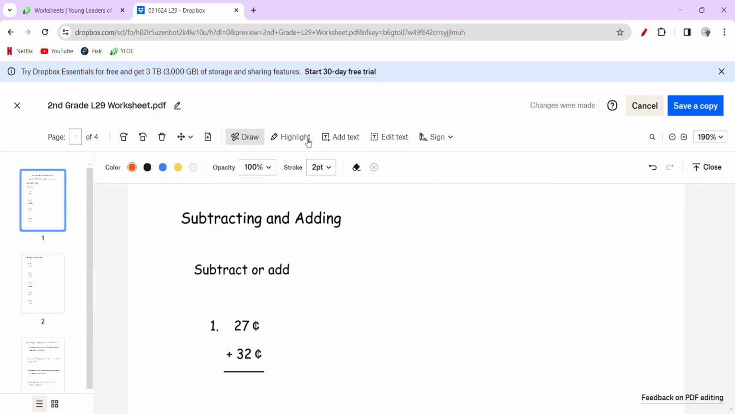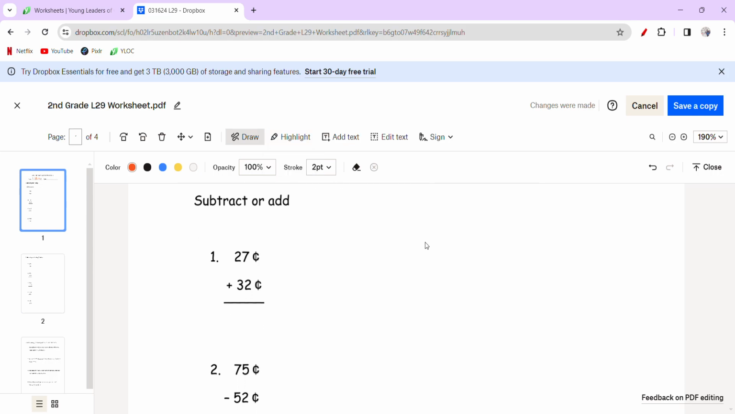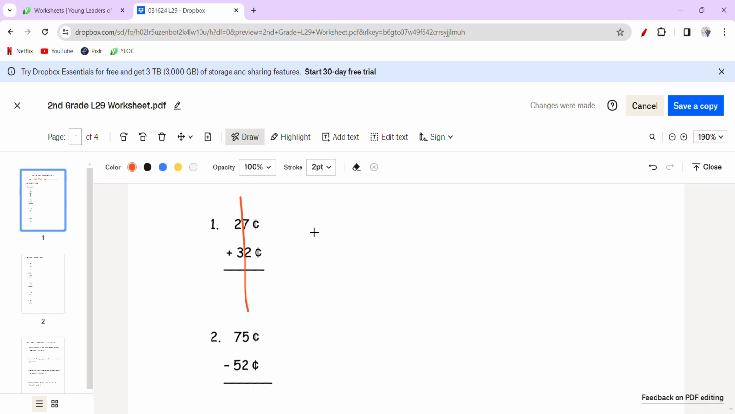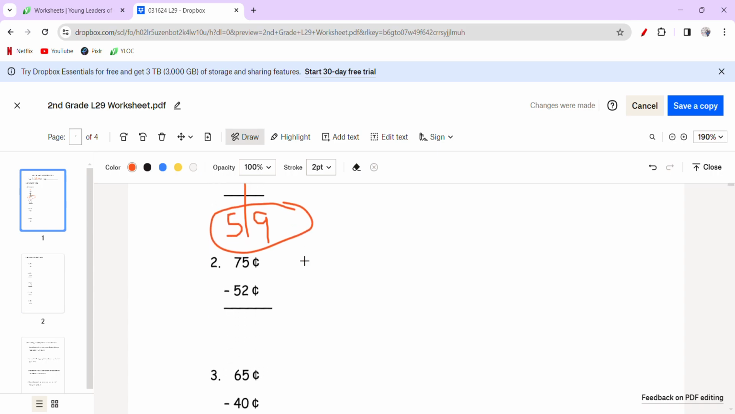Okay, so we are going to go over subtracting and adding. So you just subtract or add. Here we see an addition sign, so we are going to add these two numbers. We always start with the ones digit and move on to the greater digits, so right to left. 7 plus 2 would be 9, and 2 plus 3 would be 5. So your final answer would be 59.